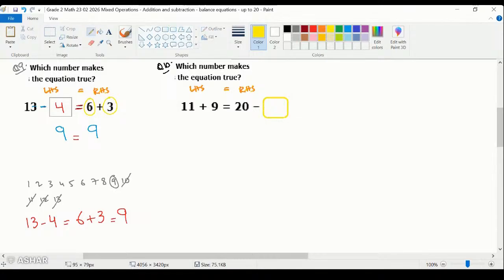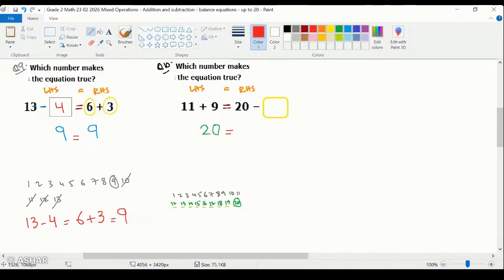Okay. We know that 11 plus 9 is 1, 2, 3, 4, 5, 6, 7, 8, 9, 10, 11. We have to add 9 more numbers. 3, 4, 5, 6, 7, 8, 9. That means this can be written as 12, 13, 14, 15, 16, 17, 18, 19, and 20. 11 plus 9 is 20. Should be equals to 20 minus 0. Oh, sorry, I was about to say 20 minus what?